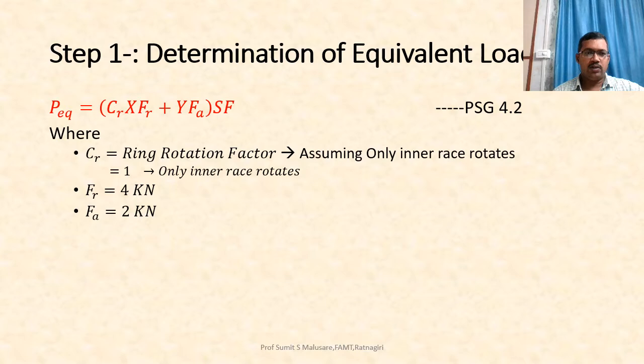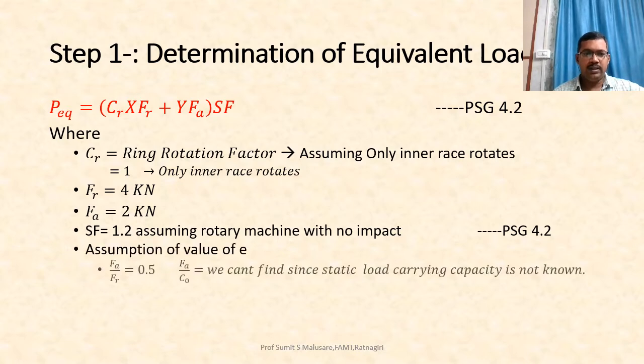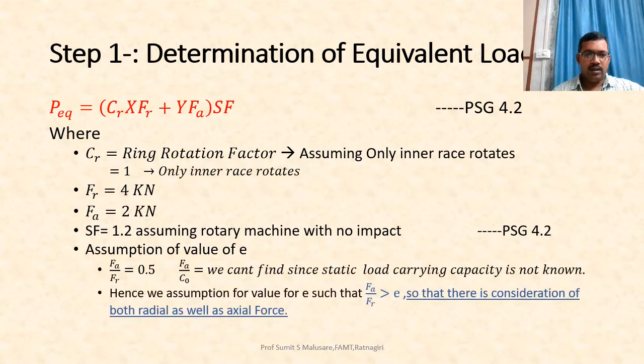So FR is 4 kilonewtons, FA is 2 kilonewtons, and the service factor is 1.2, that is we assume rotary motion with no impact, so it is taken as 1.2 with reference to PHG 4.2. Now assuming the value of E, FA by FR is equal to 0.5, but we can't find the value of FA by C0 because the bearing is not known to us. Unless the bearing is known, we can't find FA by C0. Then we have to assume the value of E such that FA by FR should be greater than the value of E. Now why?